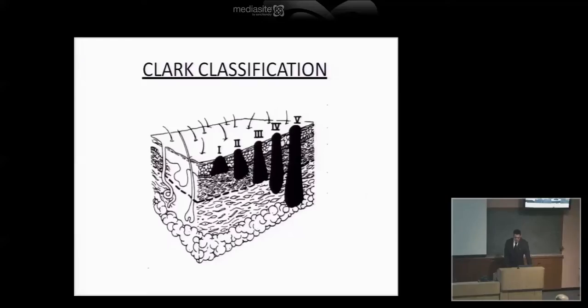And just a picture representing the same. Level 1 is the epidermis, 2 is as it invades the papillary dermis. Level 3 is at that black line that demarcates the separation of the papillary and the reticular dermis. Therefore, level 4 is deeper into the reticular, and level 5 is into the subcutaneous fat.